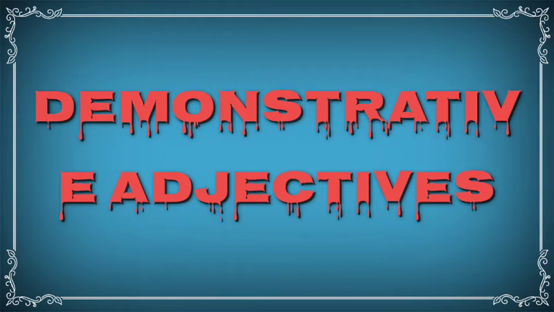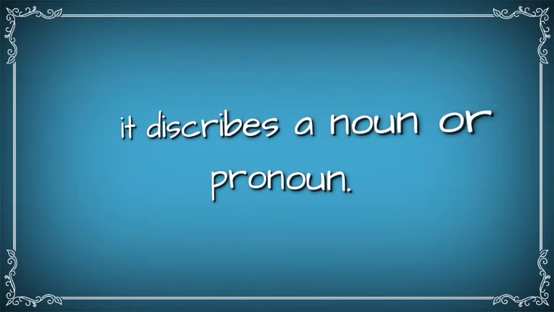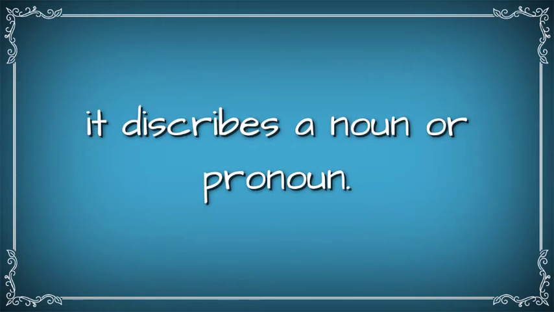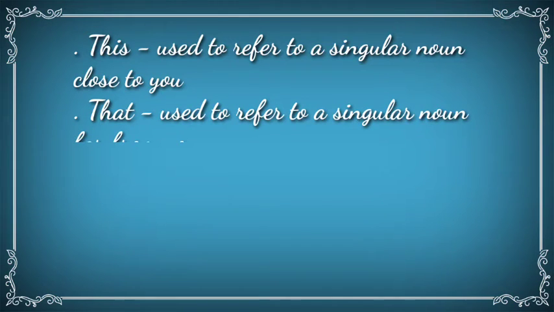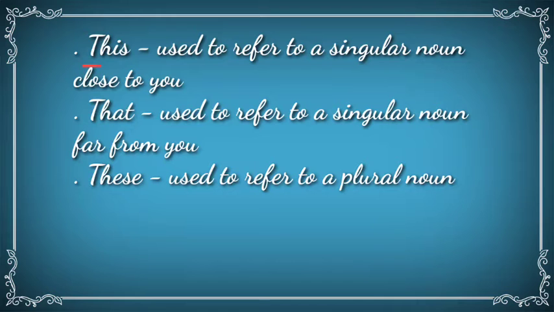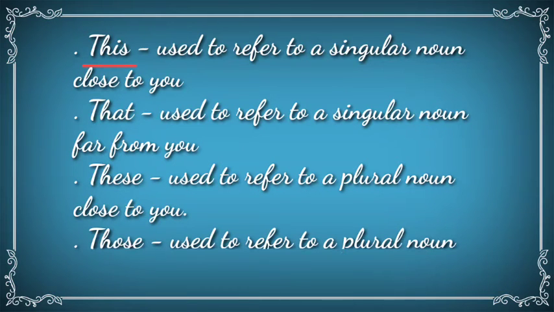Let's now learn what demonstrative adjectives are. A demonstrative adjective describes a noun or pronoun. This, that, these and those are the demonstrative adjectives. This is used to refer to a singular noun close to you, and that is used to refer to a singular noun far from you. These is used to refer to a plural noun close to you, and those is used to refer to a plural noun far from you.